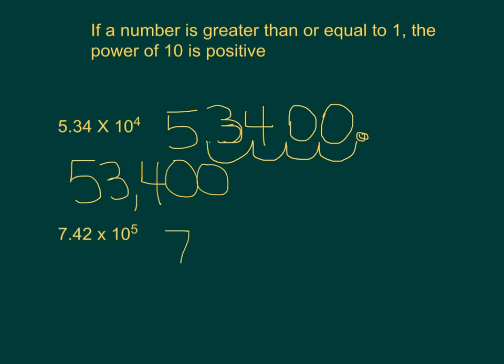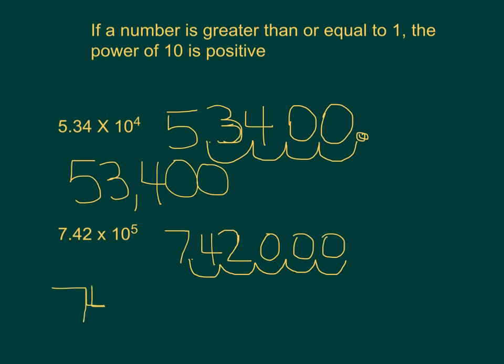Same for the second example. We take 7.42, or 7 42/100ths, and we move the decimal point over 5 times. We're moving to the right since my exponent's positive. So 1, 2, 3, 4, 5. So that means there's 3 zeros that need to be added. So my number written in standard form would be 742,000. So an important thing to remember is that if a number is greater than or equal to 1, the power of 10 is positive, you move the decimal point to the right.